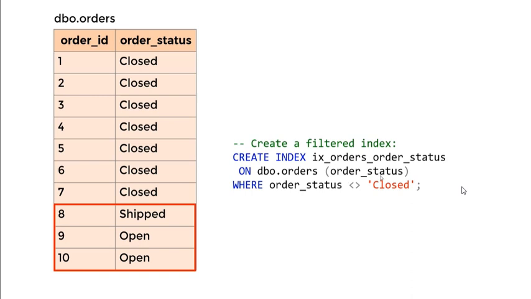And see, create a filtered index. CREATE INDEX name ON the table and the columns WHERE order status not equal to closed. Right, not equal to closed means we will get the remaining shipped and open orders, right?